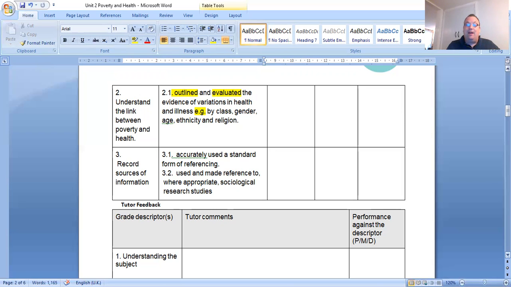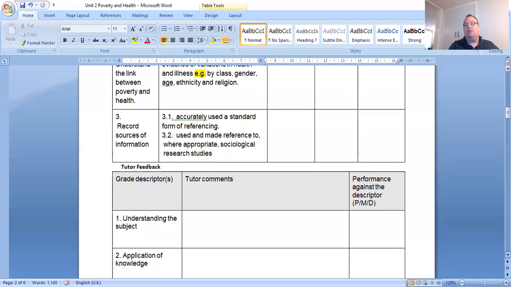It says, make reference to sociological research studies. We will be looking at various studies evidencing this. You need to use studies, particularly in your essay. You're not going to have the space to do that in the timeline exercise, but you need to refer to sociological studies and have obviously referenced those sociological studies.